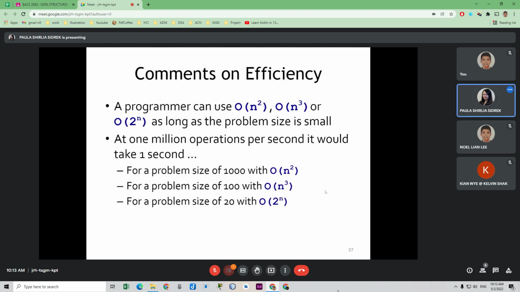Okay. Comments on efficiency. A programmer can use O(n squared), O(n cubed), O(n), or O(2^n), okay, as long as the problem size is small. At 1 million operations per second, it would take 1 second for a problem size of 1000 with O(n squared), for a problem size of 100 with O(n cubed), and for a problem size of 20 with O(2^n). Okay, so that is a comment on how you say that.